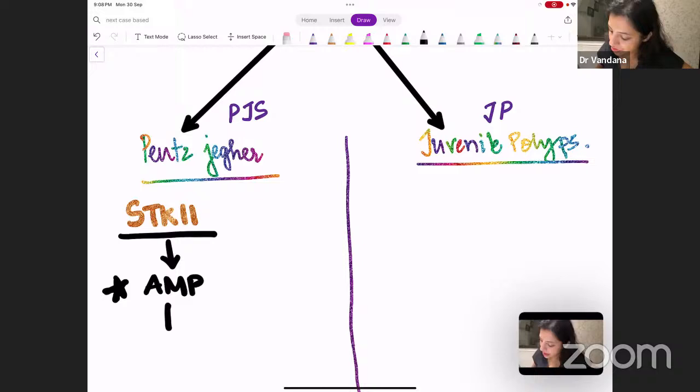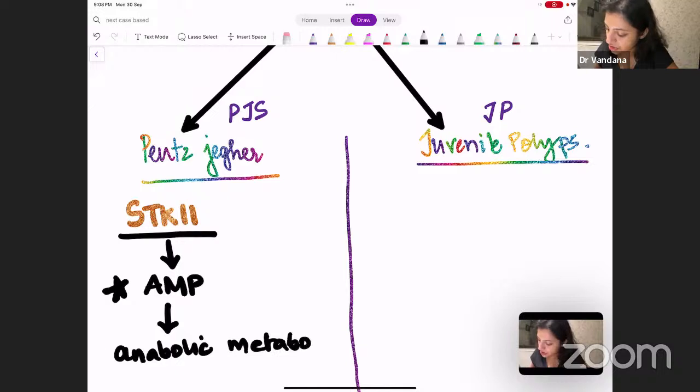What is this AMP pathway? This is the pathway which controls your energy, your anabolic metabolism. So this is the gene which controls your energy. So what happens in PJ? There is deletion of STK11. When there is deletion of STK11, the anabolic metabolism is not properly maintained. There's nobody to control the energy or metabolism, and the muscle and the lamina propria start growing aberrantly. So they start arborizing and forming polyps. Understood, everybody? So that's the cause of polyps in PJ syndrome.